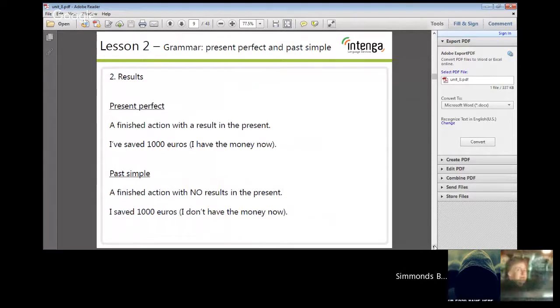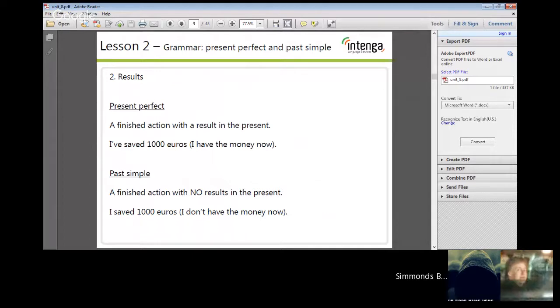So, Hacken, can you please read this slide for us? Okay. Present perfect. A finished action with the present. I have saved 1,000 euros, money now. So can I continue the next? Yes. Past simple, action with no results in the present. I saved 1,000. So it means I don't have the money now.